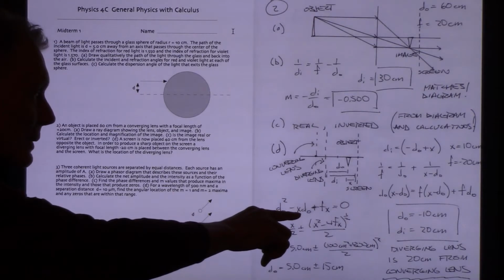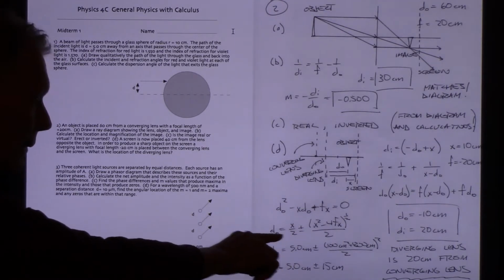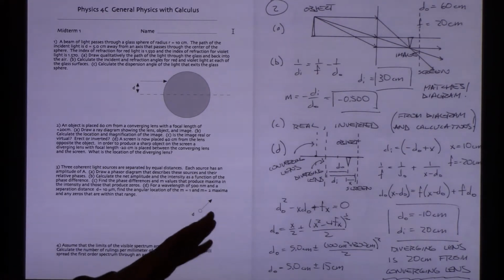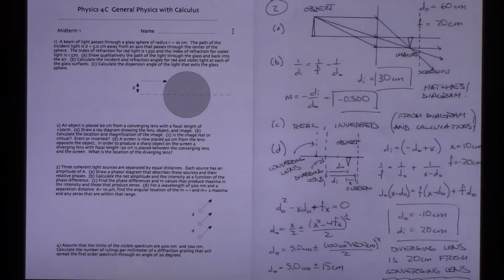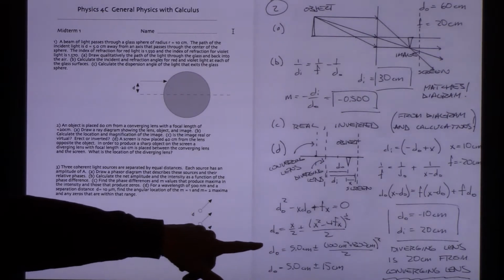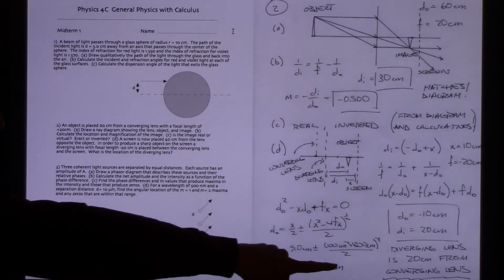I know what x is. I know what f is. So I solve this as a quadratic. And I'm careful with quadratics. I don't know how you guys are, but I have a reasonably high failure rate with quadratics. I usually end up doing them a couple times. The DO answer that I got was 5 plus or minus 15.